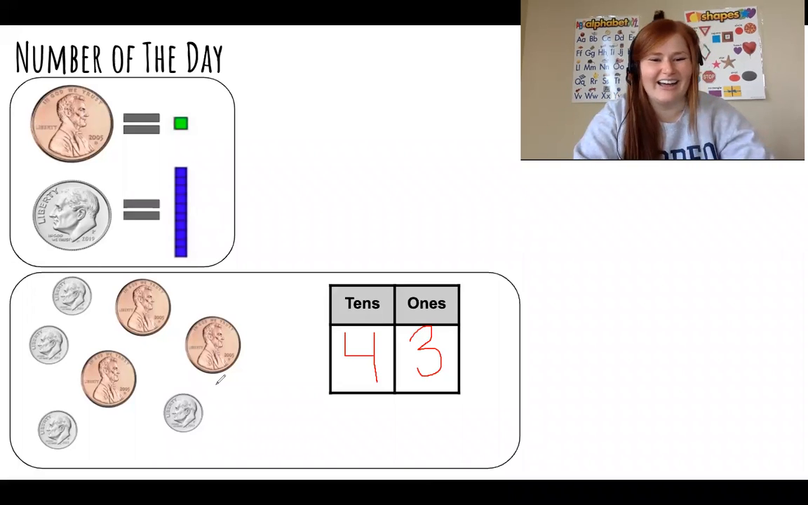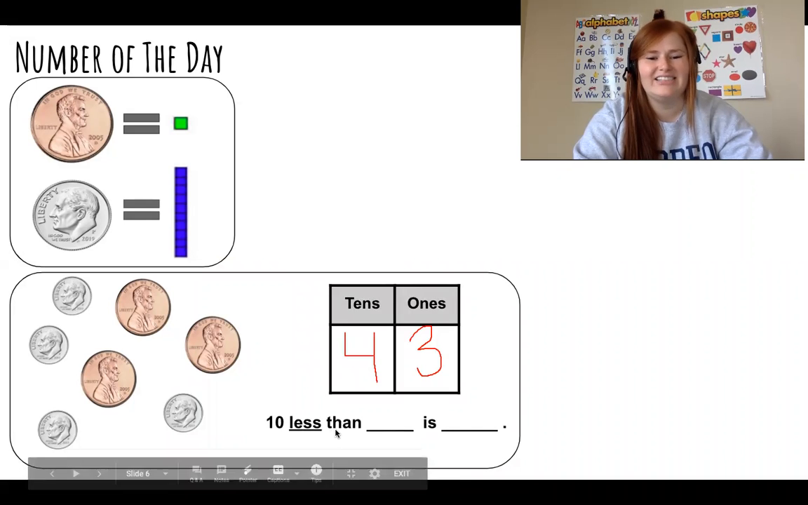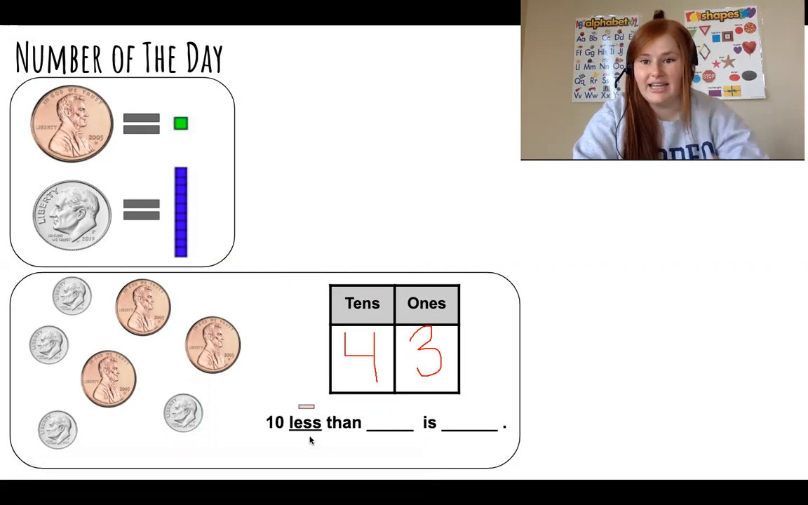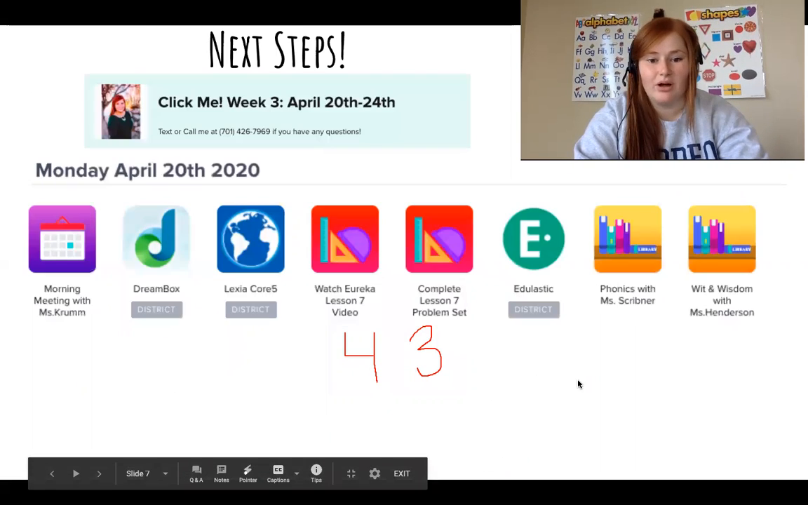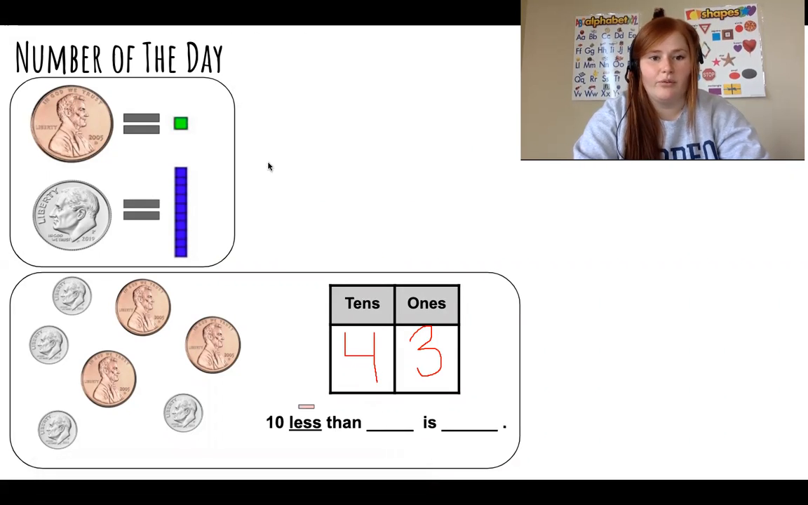43. Good job. All right, I'm going to challenge you now. I want you to think, what is 10 less than 43? So we know that less than is just like take away. With a number, it's going to get smaller. So let's look at that number that we have. We have 43. And now I want to know what 10 less would be.